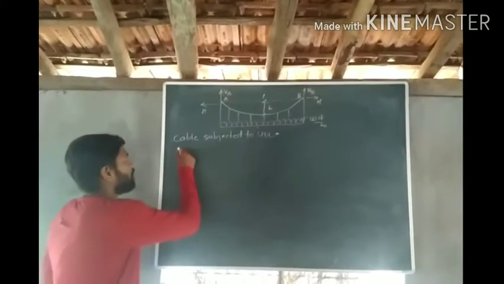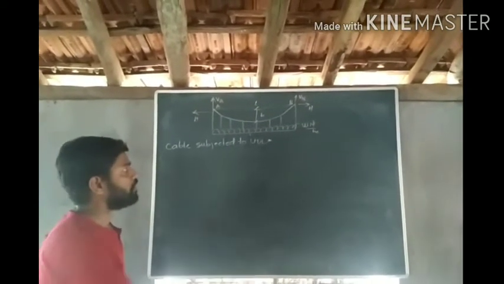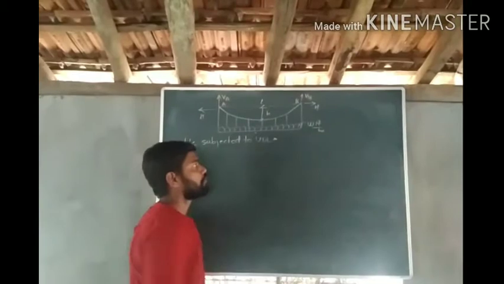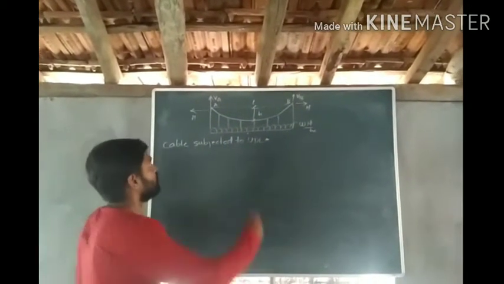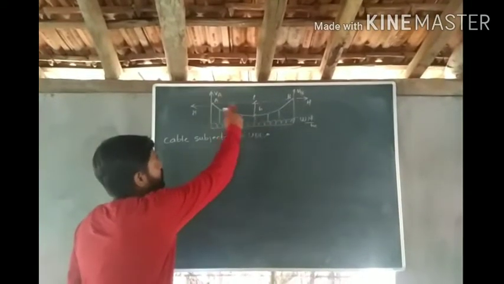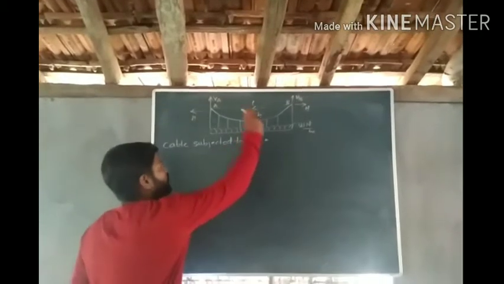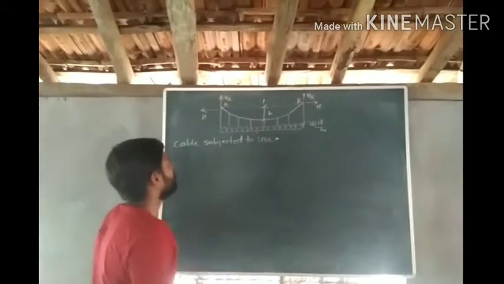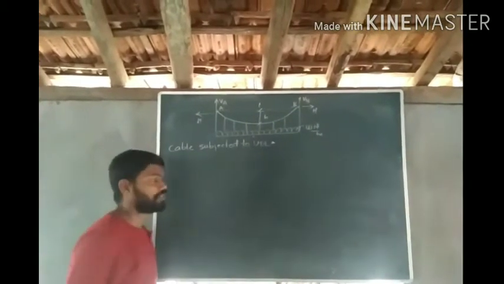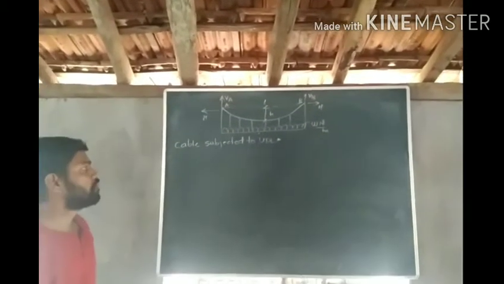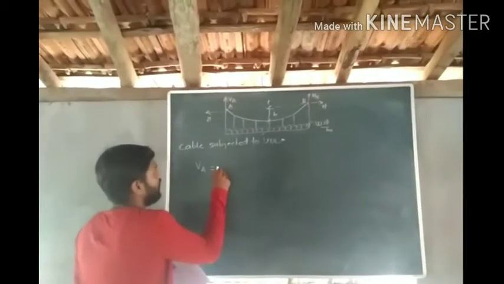Now say a simple suspension cable is subjected to uniformly distributed load W Newton per meter, and the central dip of the cable is, let us say, h. The distance between support A and B is small l, as I have shown over here. Now VA and VB are the vertical reactions at the supports, and H is the horizontal thrust. First of all we will calculate VA and VB.